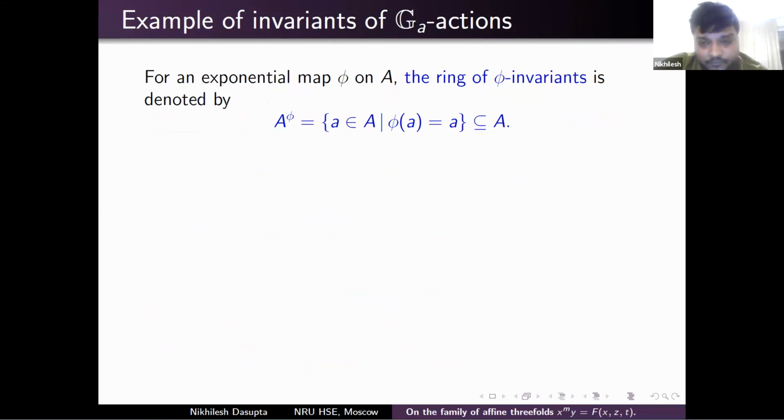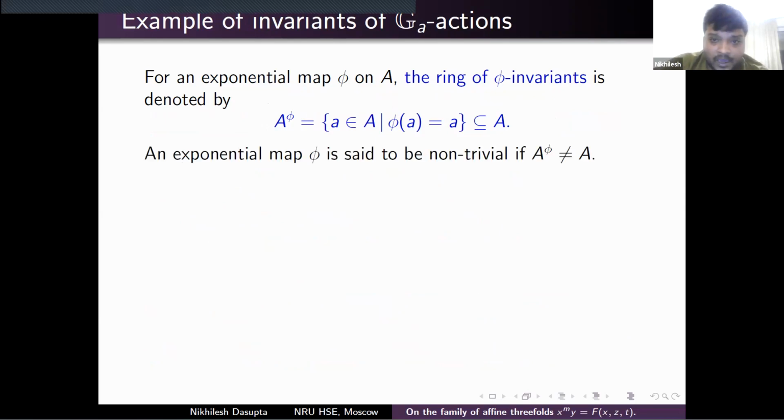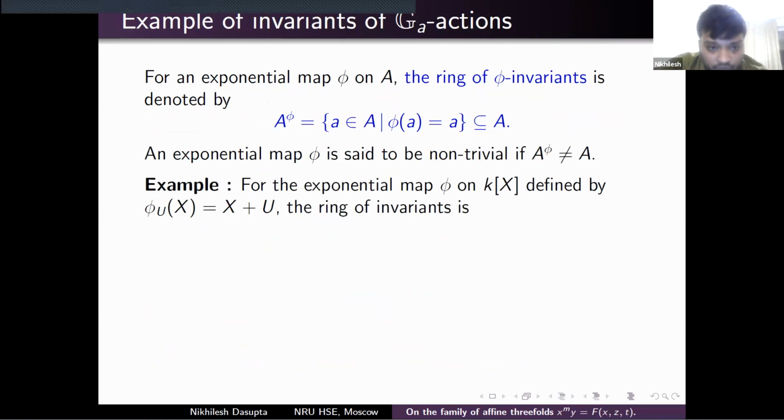So for an exponential map phi, we should have a ring of phi invariants: all those elements of A such that phi(a) is equal to a, and it is a subalgebra. An exponential map is said to be non-trivial if A^phi is not the whole of A. So let's take the first example. This is like the partial derivative del by del x, but we are stating this in the language of exponential maps. Take phi on K[x] and define phi_U(x) to be x plus U. Then the ring of invariants, obviously you can see, is K.